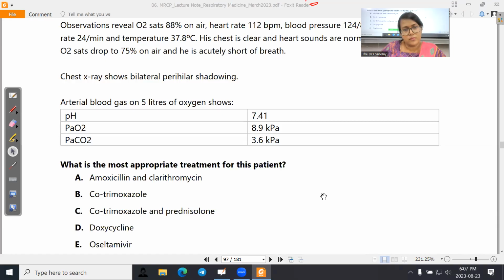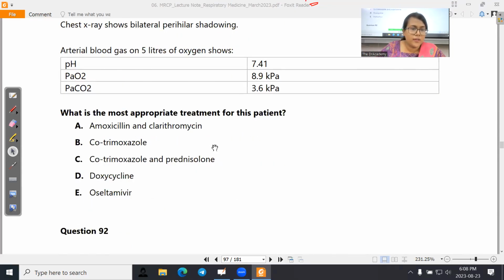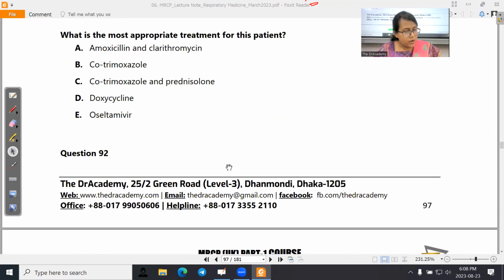Yeah, it's a C. See, very good. Because you're thinking that the partial pressure of oxygen is less than 9.3 kilopascals. Yes, prednisolone, very good. Okay. Cotrimoxazole and prednisolone is the right answer. Thank you. All right, very good. Next up, all right. I think we have just a few questions left from the pulmonary embolism section, and then we are done.